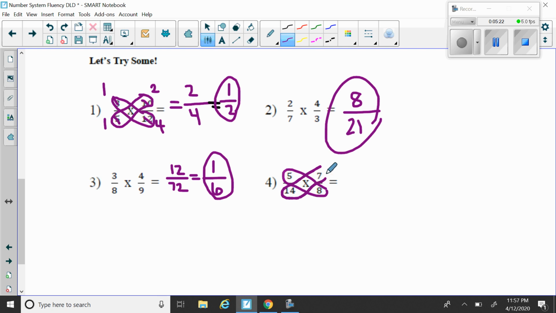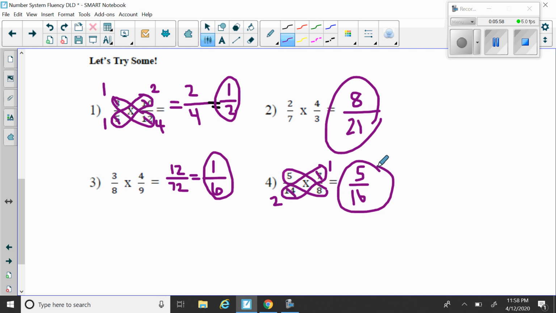So here we have 5 and 8. Is there a number that goes into 5 and 8? No. So those stay the same. We don't do anything to them. 14 and 7. Yes, 7 goes into both. 7 times 1 is 7, and 7 goes into 14 two times, so that changes to a 2. Then we just multiply straight across. That's our rule. 5 times 1 is 5. And 2 times 8 is 16. And we do not have to simplify that. That is in the simplest form.